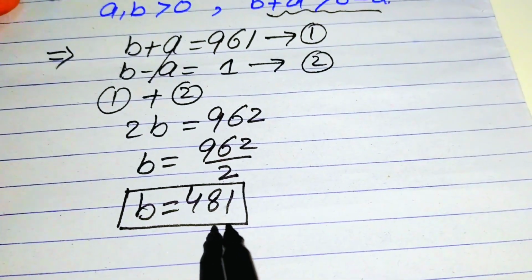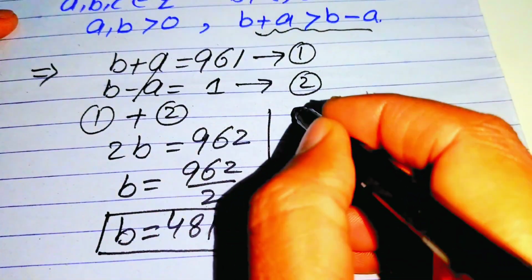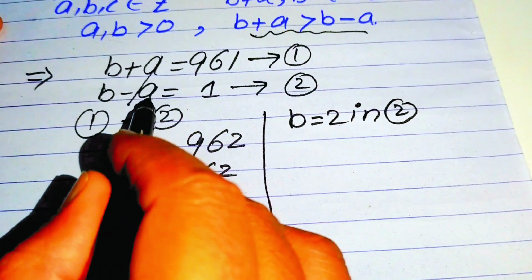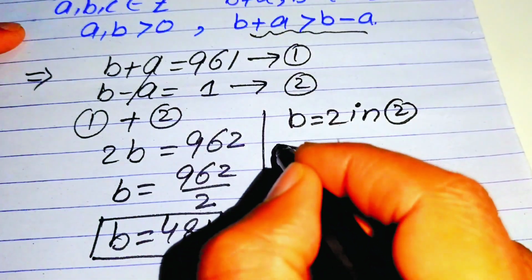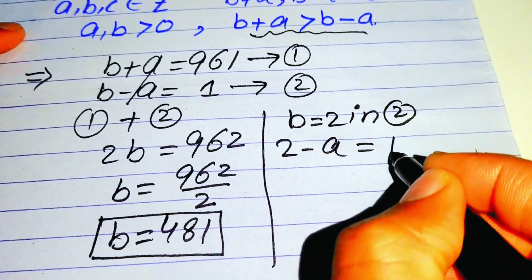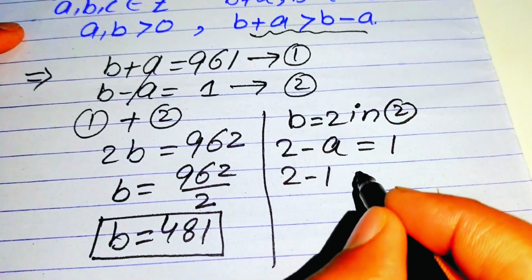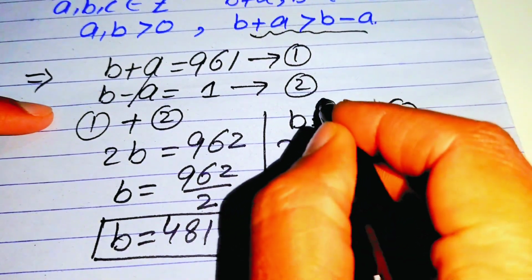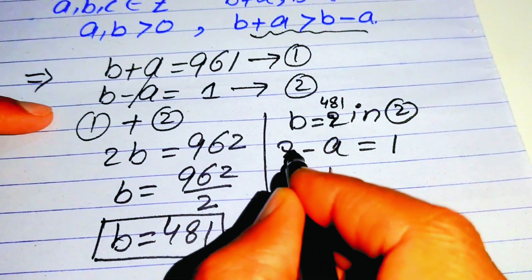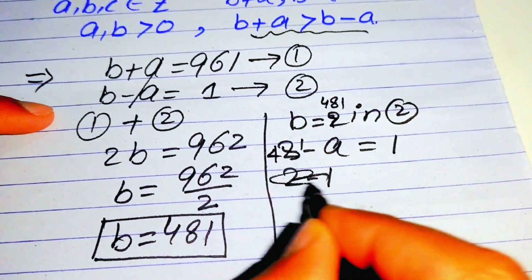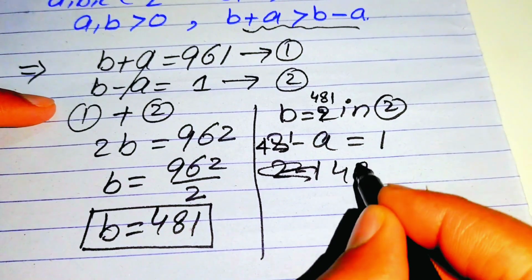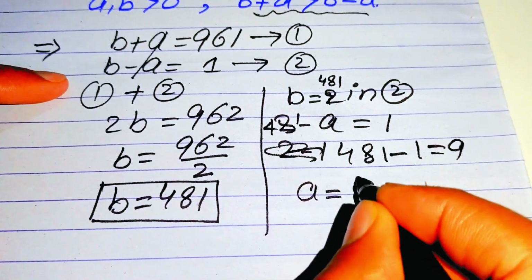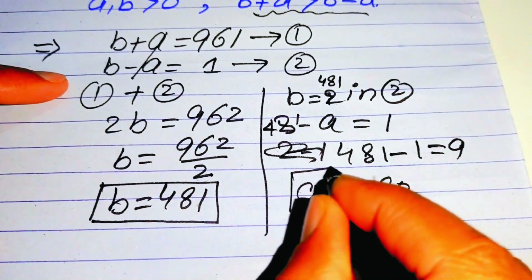Now we find the value of a, so we put the value of b, which is 481, into equation number 2. Then you get 481 minus a equals 1. We move 1 to the left-hand side and you get 481 minus 1 equals a, and we get the value of a equals 480.